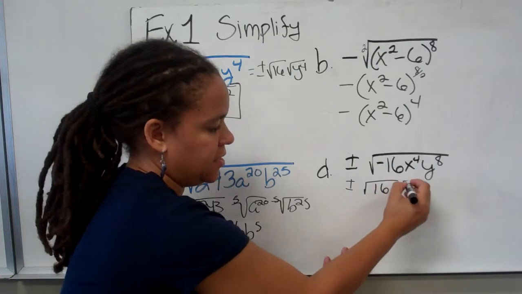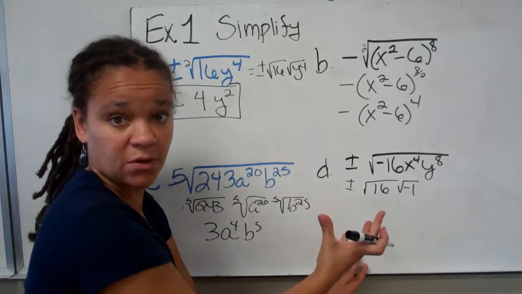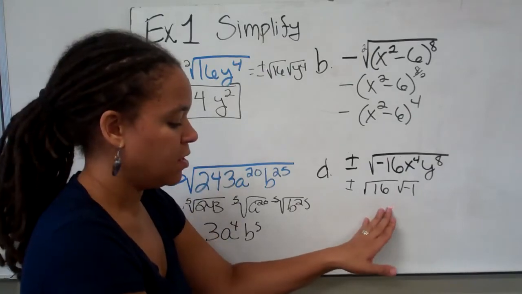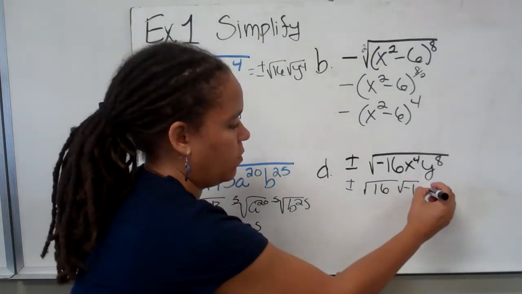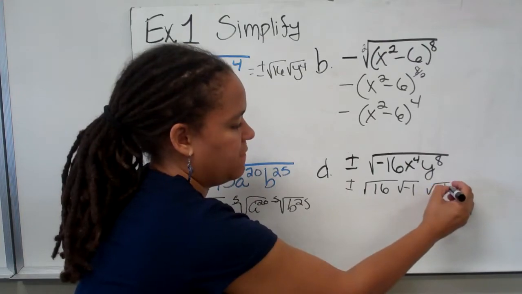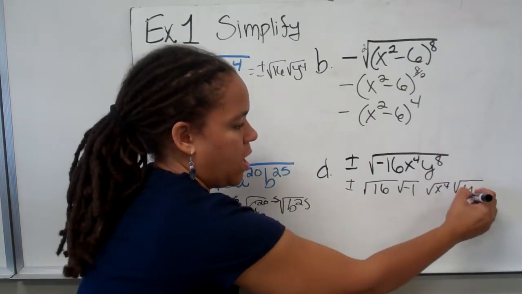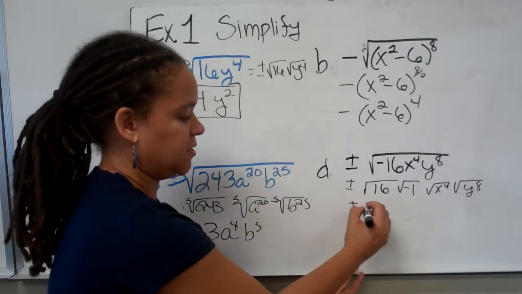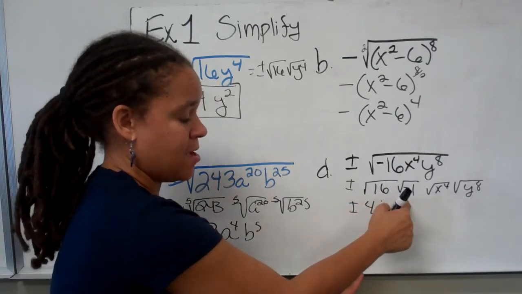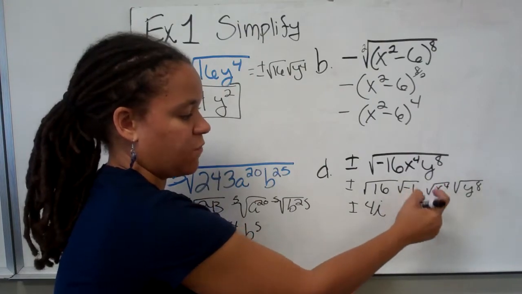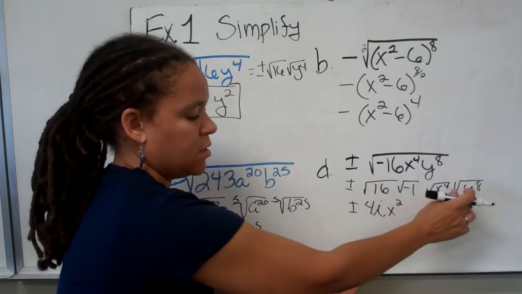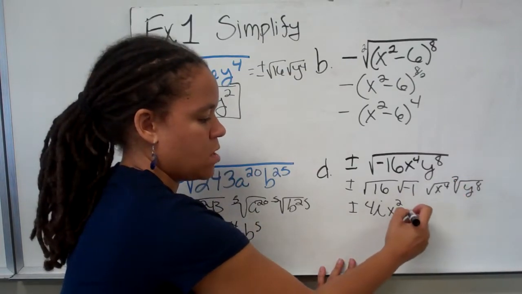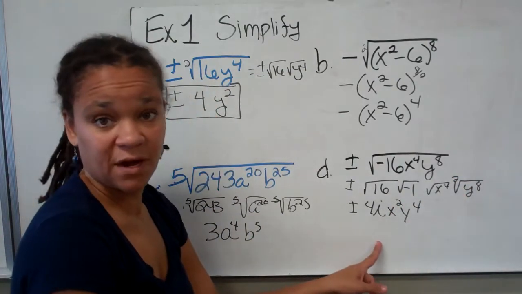Let's take 16 and negative 1. Let's separate those because we know from before this is i, the square root of negative 1. So we've broken that down, and we also still have square root of x to the 4th, square root of y to the 8th. So now I can say plus or minus 4i. The square root of x to the 4th is going to be x squared. The square root of y to the 8th, remember that's a 2. 8 divided by 2 is 4. And this will be our final answer.